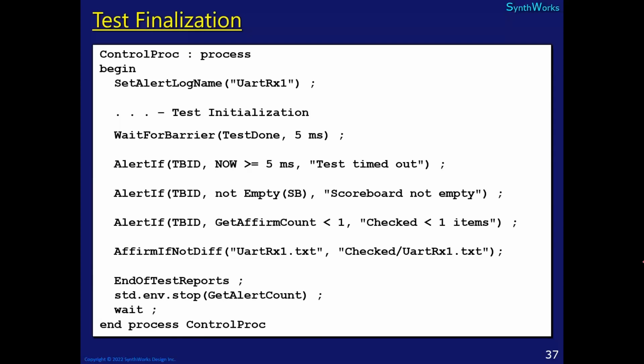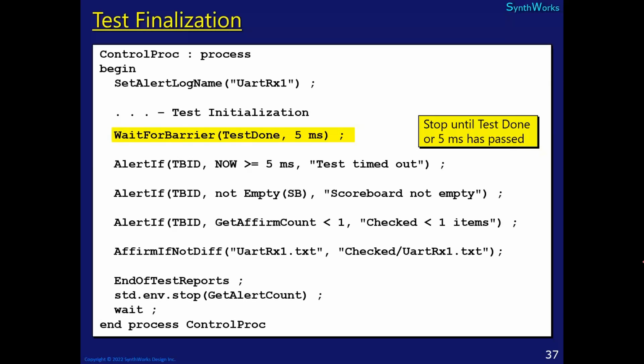Test finalization. We're done with our test now. We were sitting at that barrier, test done. Everybody else at the end of their test cases calls wait for barrier test done, and then it completes. A barrier completes when all the partners who are going to call it end up calling it, and they all release at the same time. In the other processes, they just hit a wait statement at the end of the process. This one continues, and it says, is the current time greater than or equal to 5 milliseconds? Because if it is, the test failed and I need to inject an error, because maybe the test failed so badly that it didn't get to any of the checking parts.